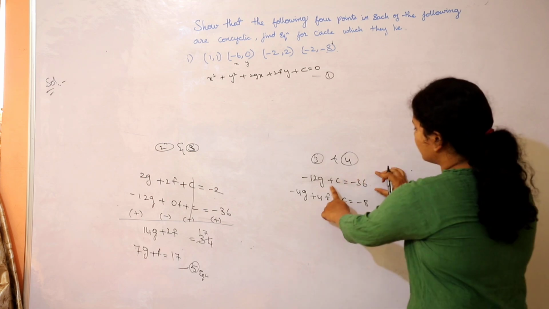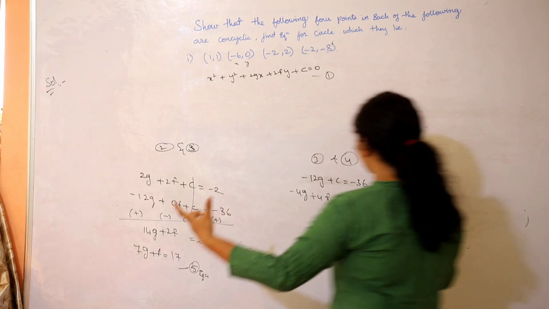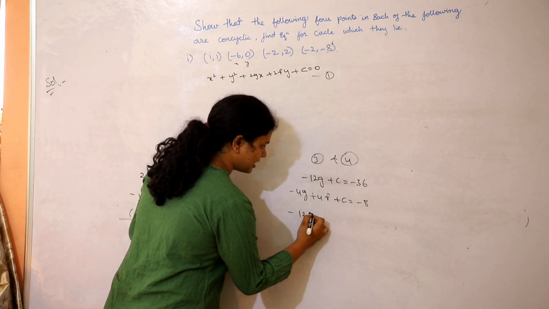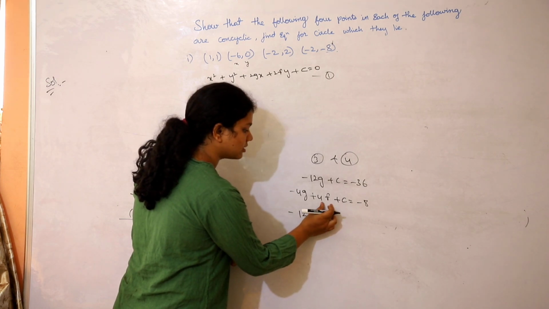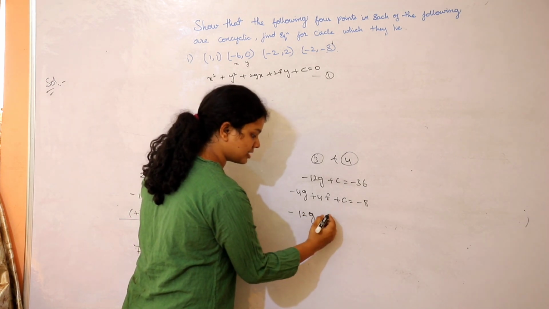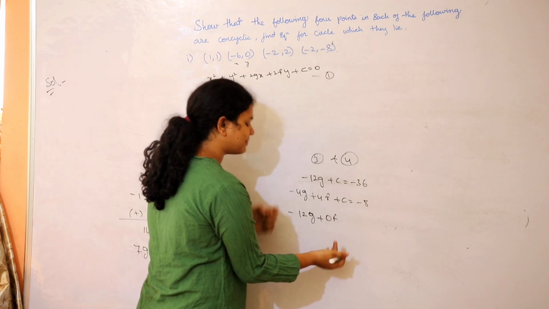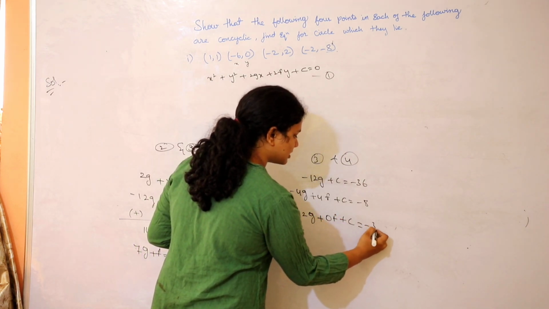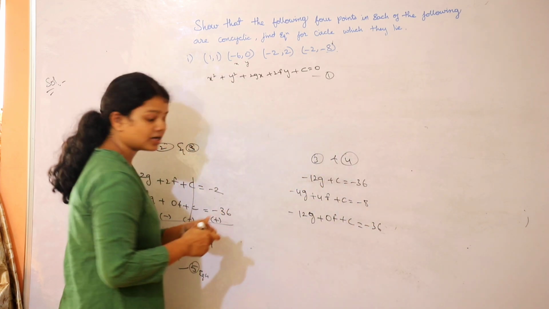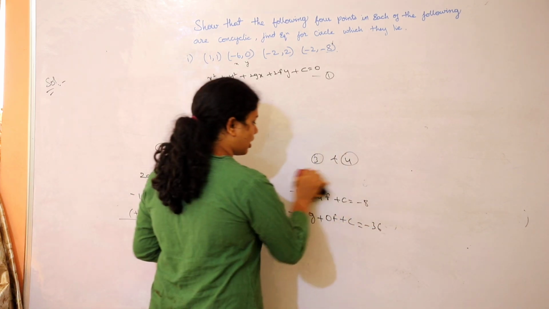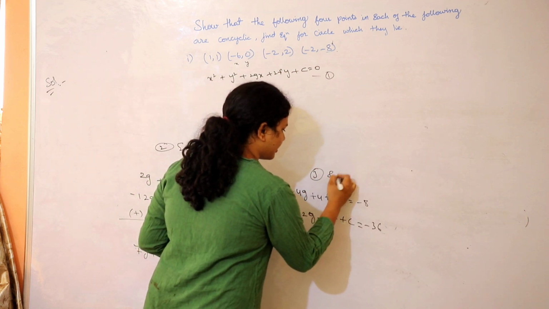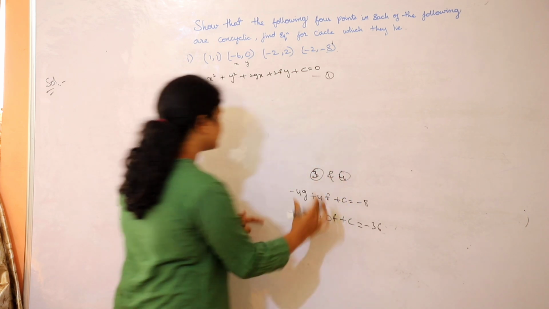So let us write it down because I want to eliminate the f variable. 12g plus, here you have no variable, right? So here there's nothing. So let me just add 0f plus c equals to minus 36. Okay, so this is our third equation. Clear? Now just the third and fourth equation.